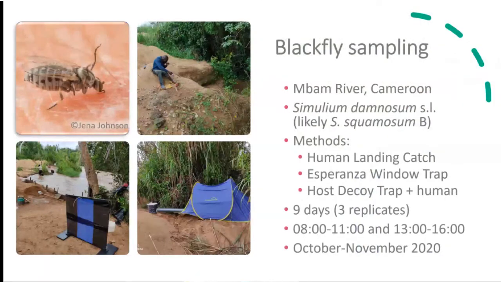So for blackfly sampling, we were working along the Mbam River in Cameroon, and this is an area dominated by Simulium damnosum, which is the principal vector of onchocerciasis in this area. It's one of 5 hyperendemic onchofoci in Cameroon, and here, because blackflies are day biting, we're doing experiments during the day.